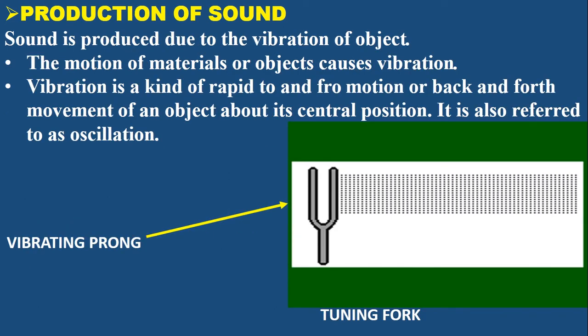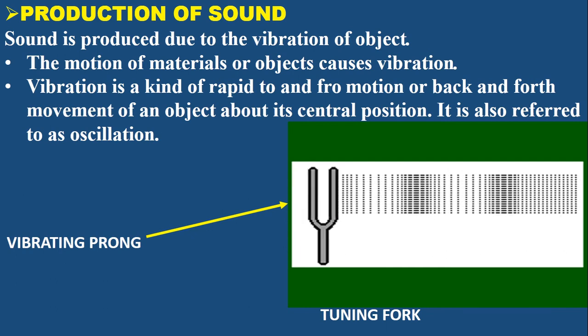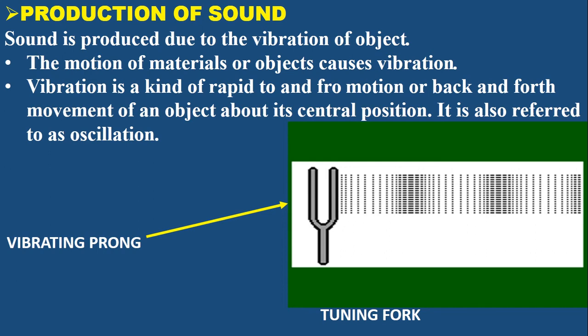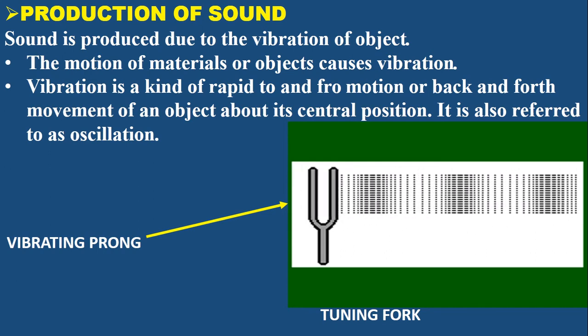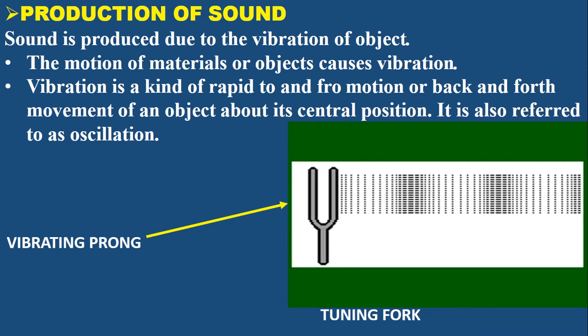Now we discuss about production of sound. It is very important to know how sound is produced. For the production of sound, the first thing which is important is motion in the object. Due to motion, object starts vibrating. Now what is vibration? Vibration is basically back and forth movement of an object about its mean position.